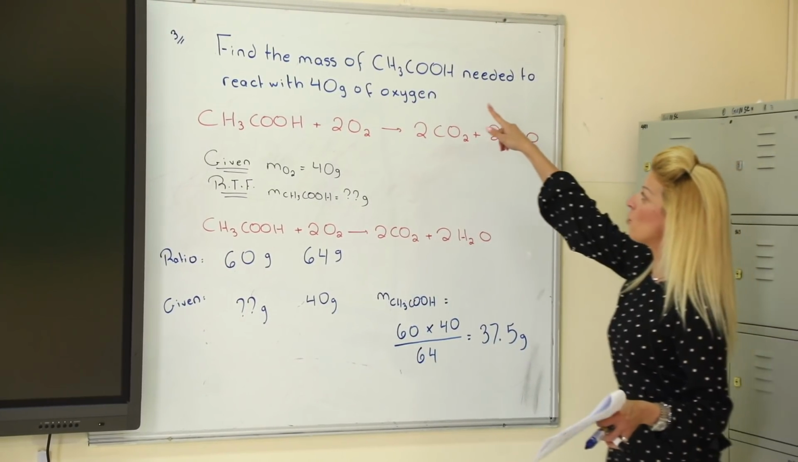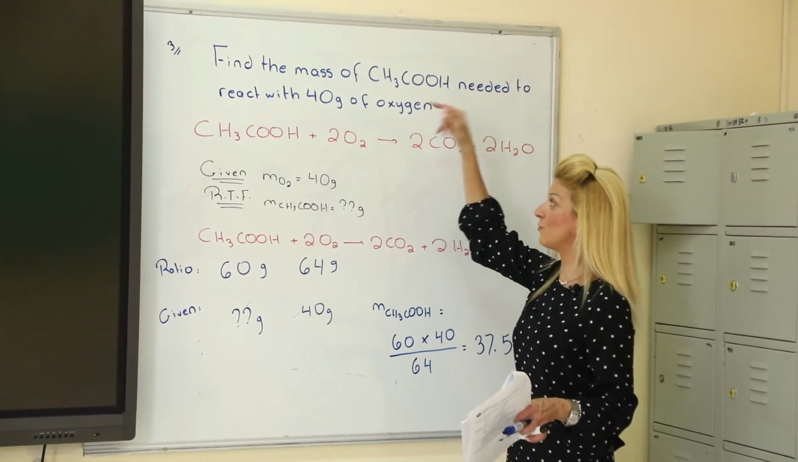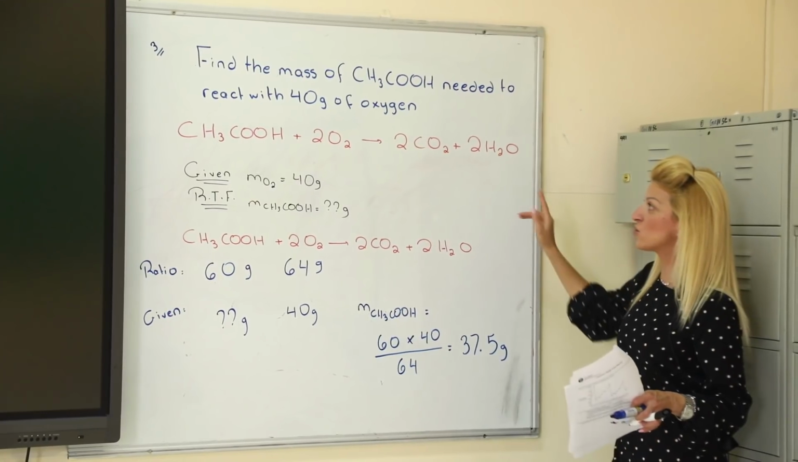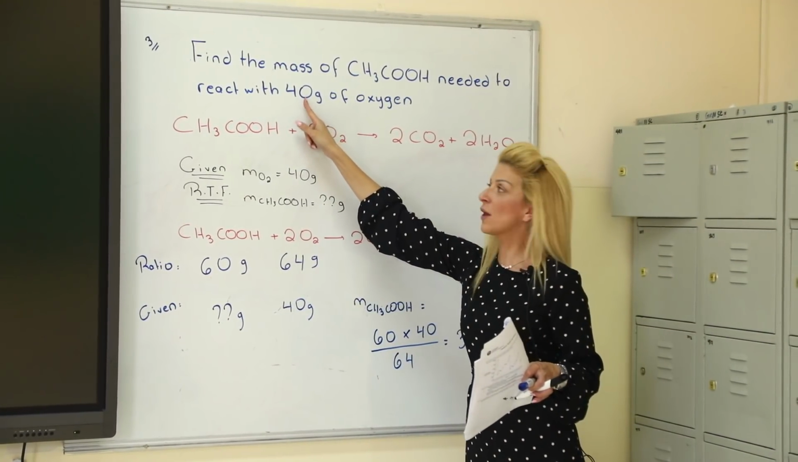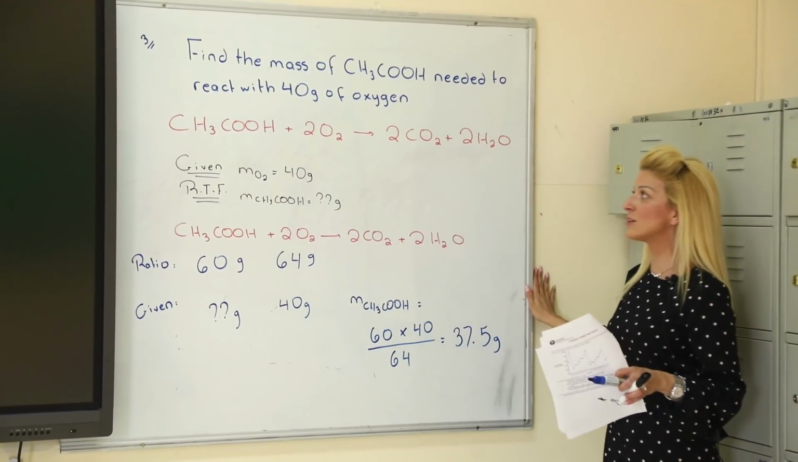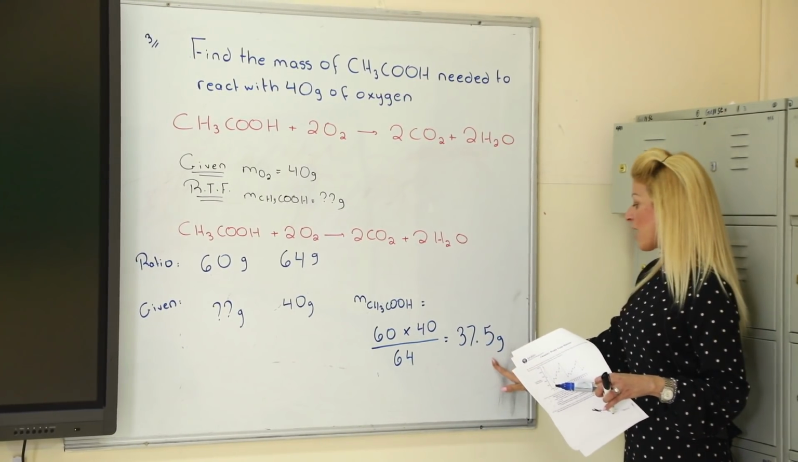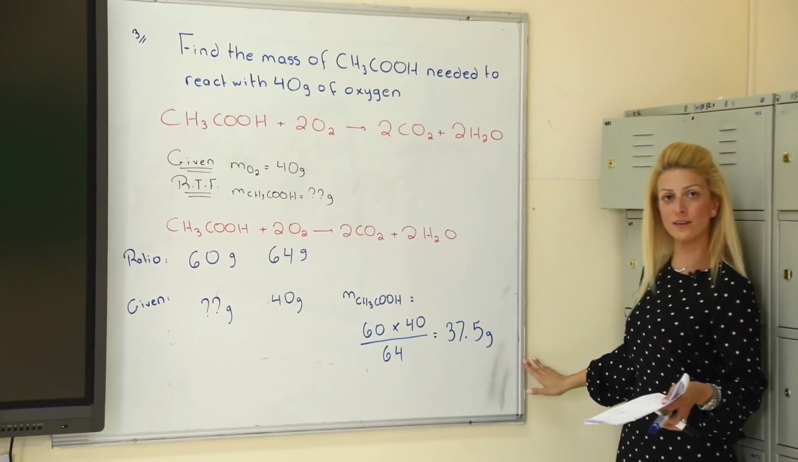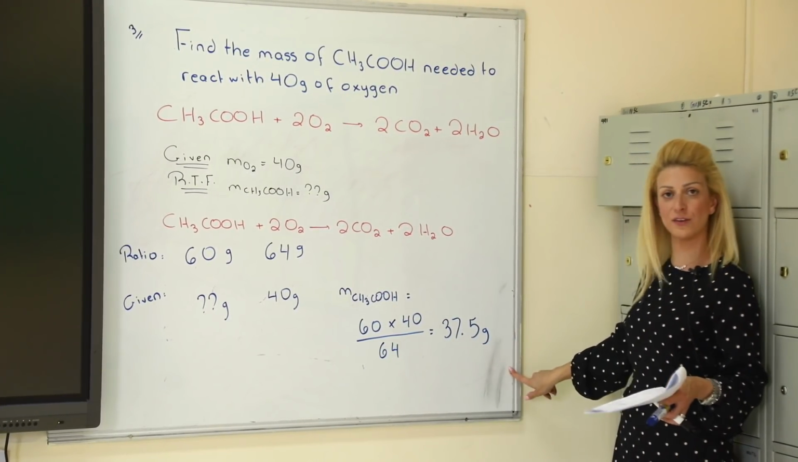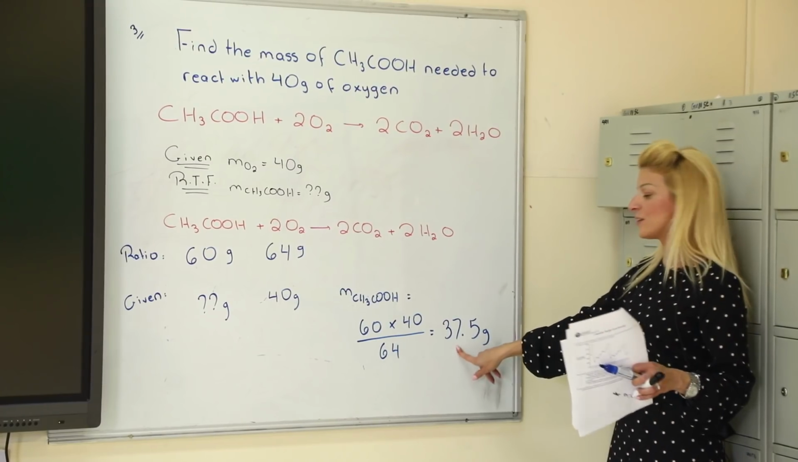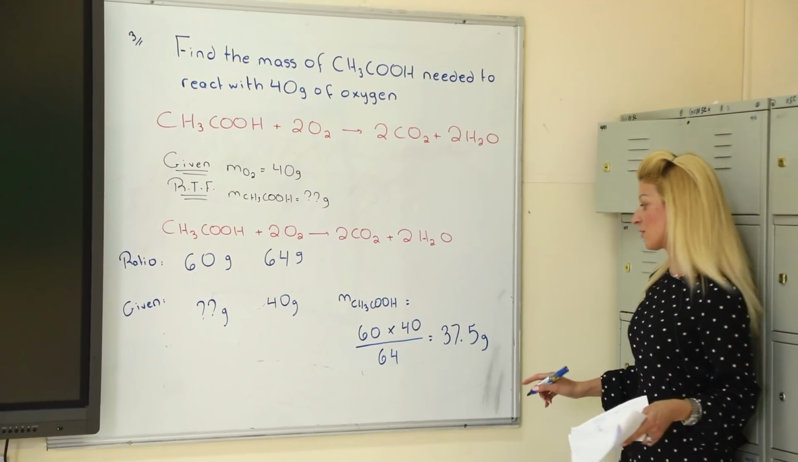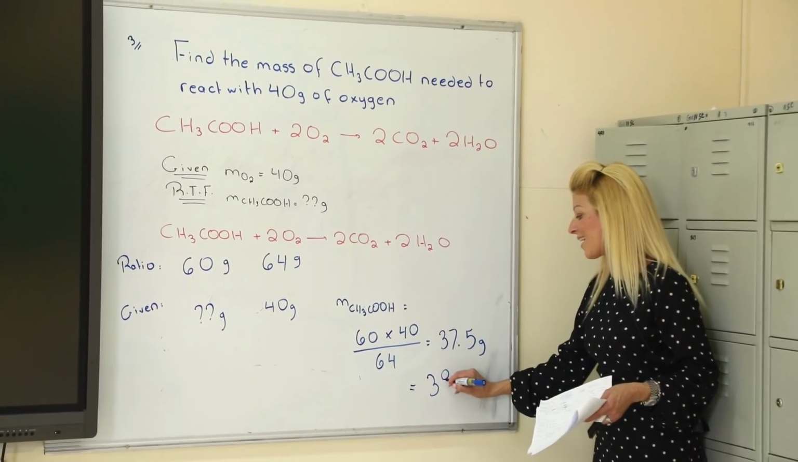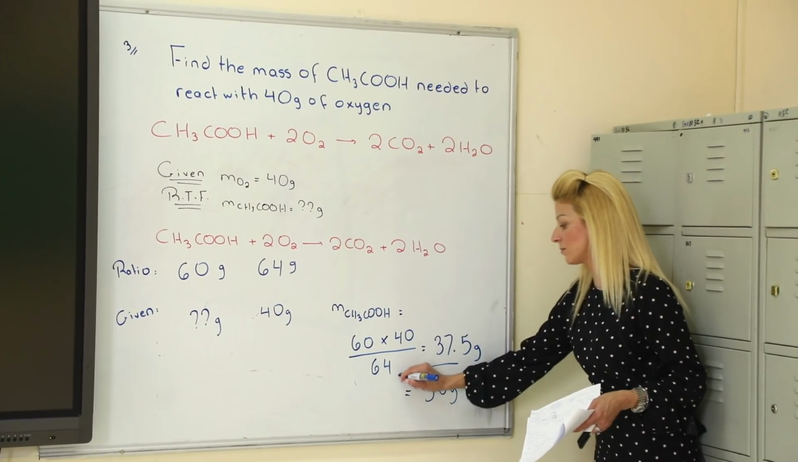But then you have to go back to the original question and report to the correct number of significant figures, which should be 2, because 40 grams is 2 significant figures. So we have to report our answer to 2 significant figures. 37.5 is 3 significant figures. So we should round this answer to 2 significant figures, which we will get an answer of 38 grams.